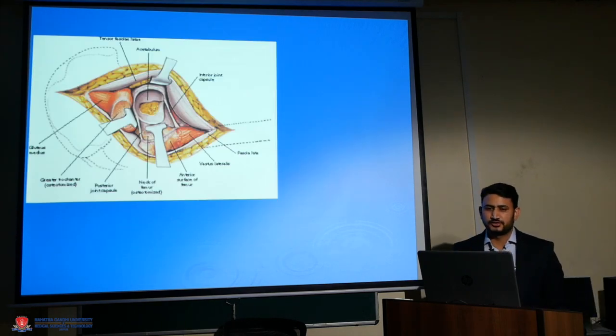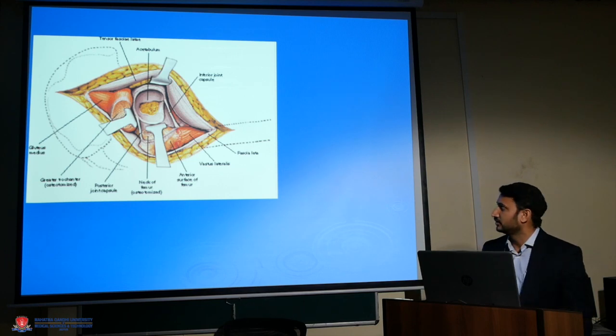So this is the vision after the trochanteric osteotomy. This portion is the osteotomized greater trochanter. This is the whole of the acetabulum. You can see the complete 360 degree acetabulum in this approach, and this is part of the femoral neck and femur.